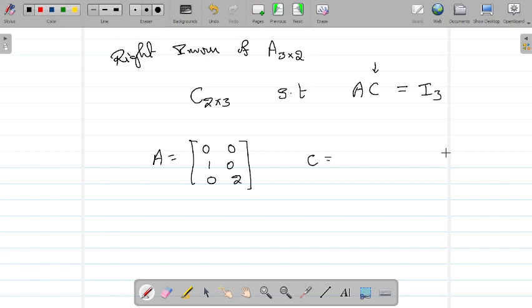This is the question. Is it possible to find C? Is it possible to find C such that A times C equal to I3? If so, tell me what is that C. If not, tell me why it is not possible.